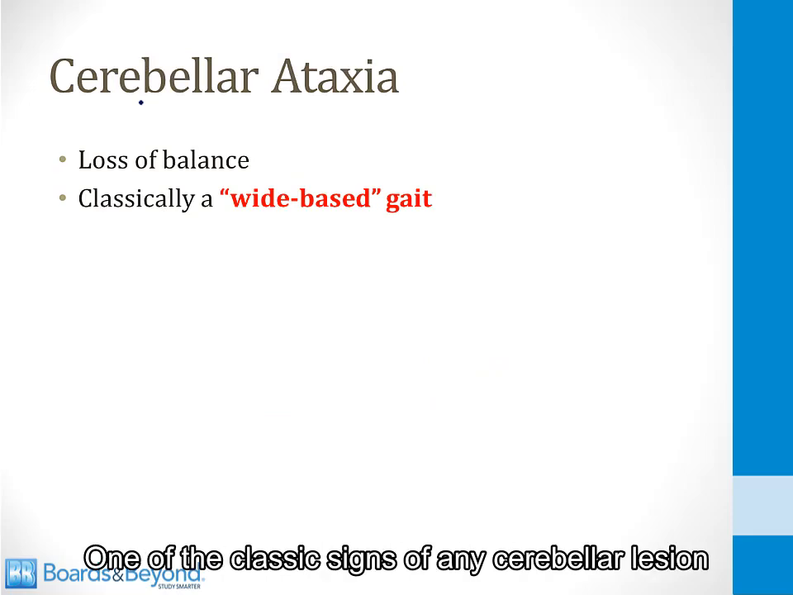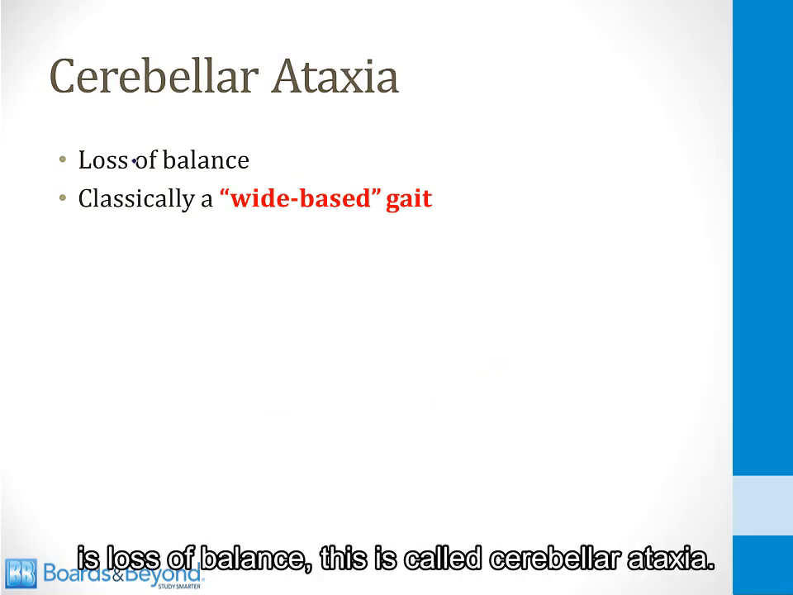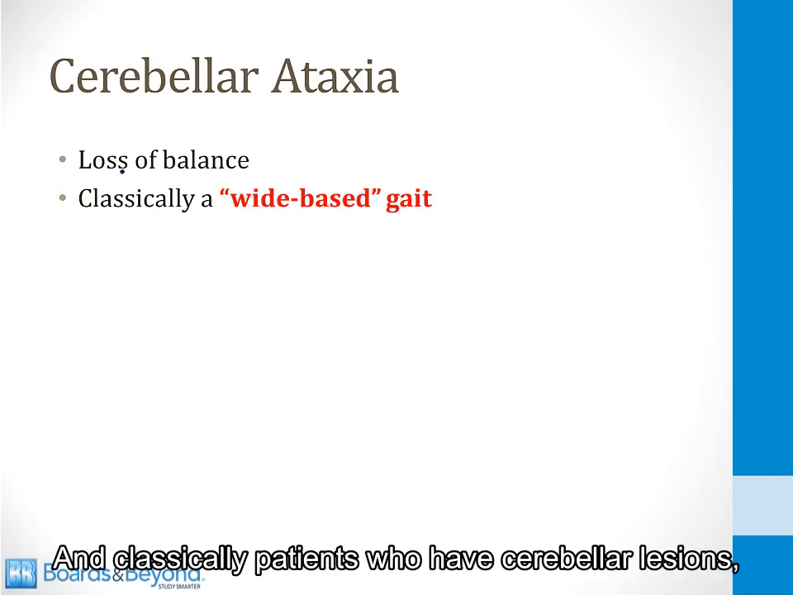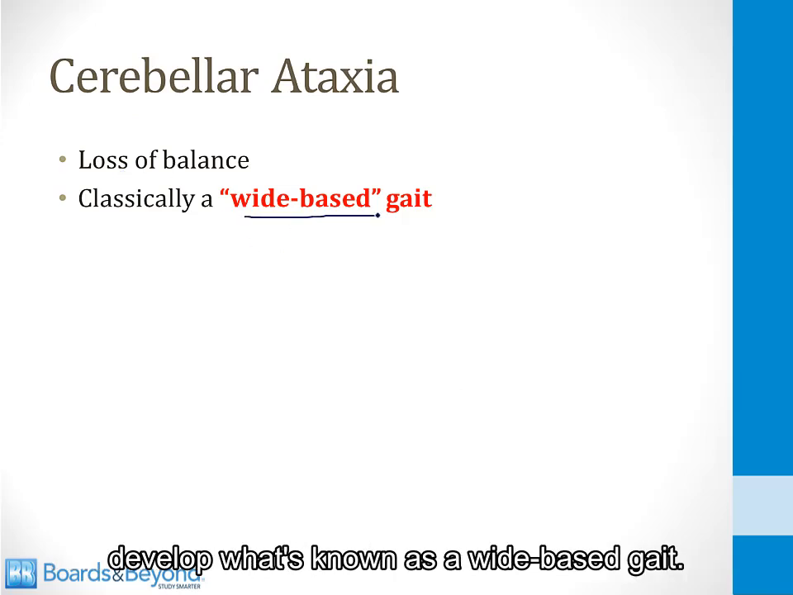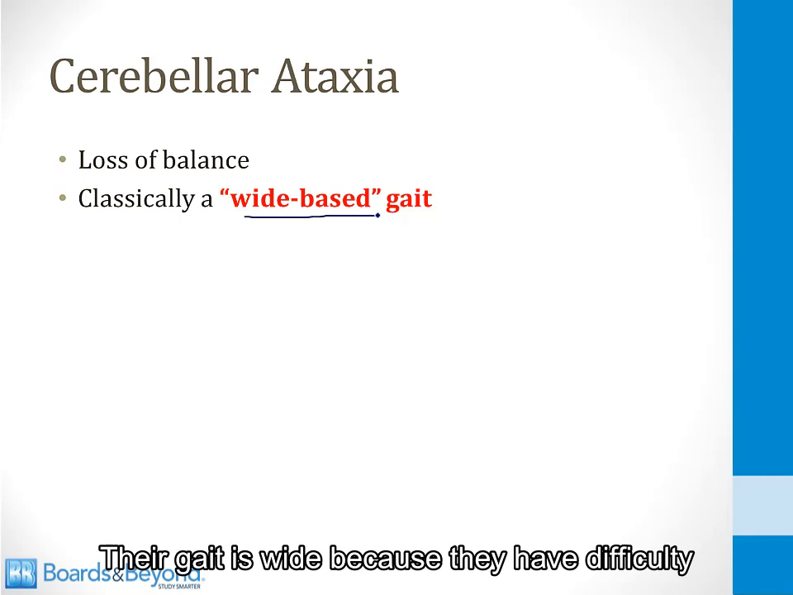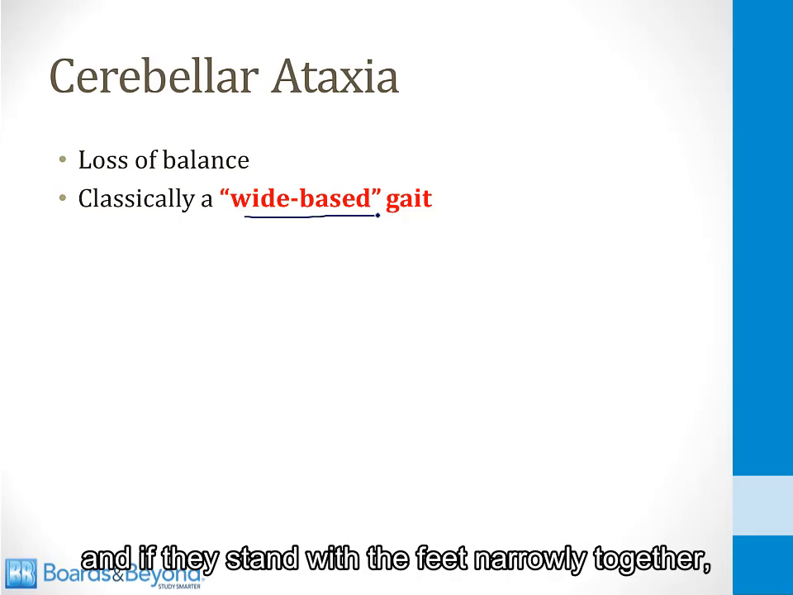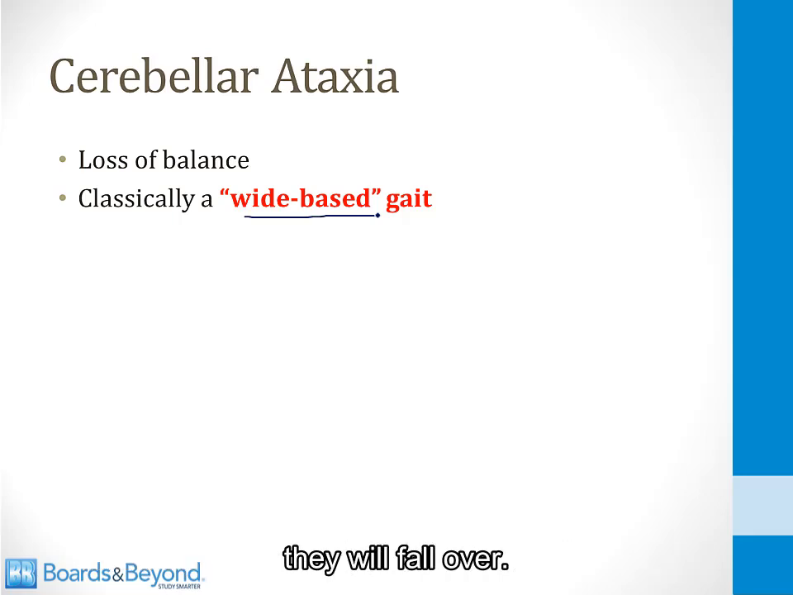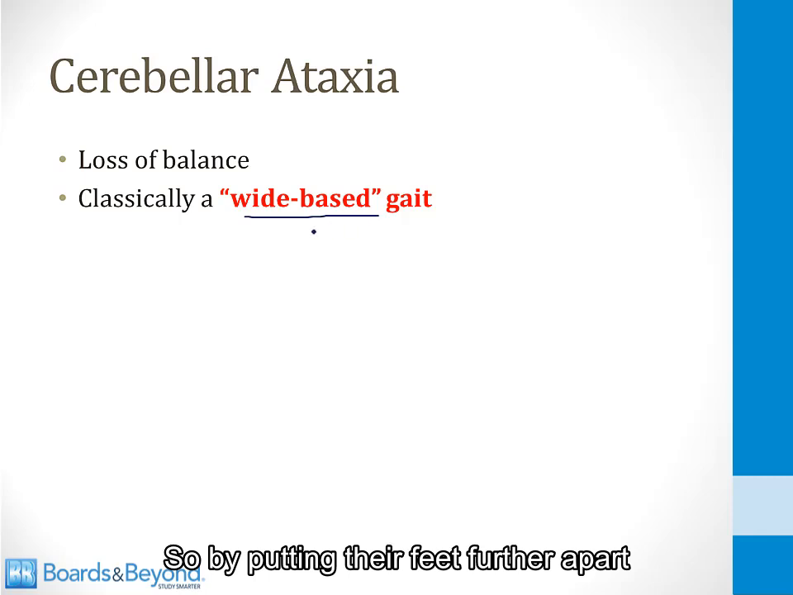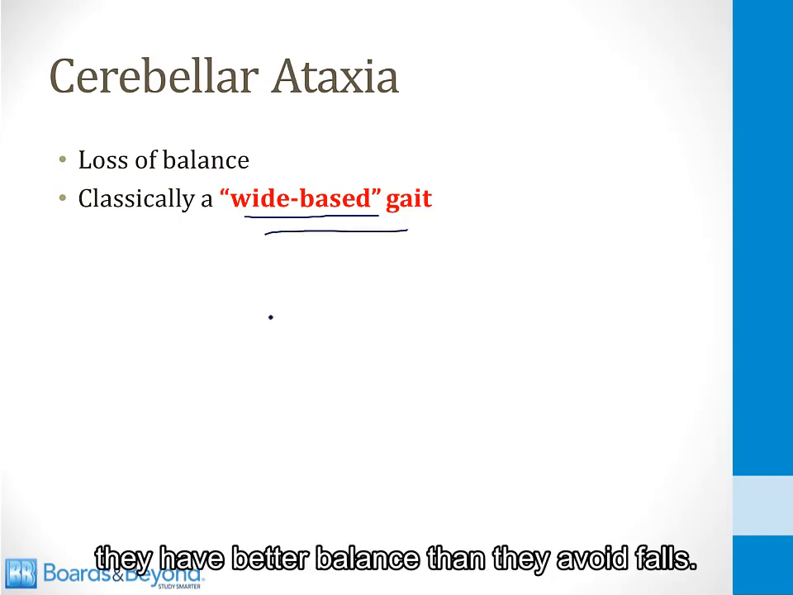One of the classic signs of any cerebellar lesion is loss of balance. This is called cerebellar ataxia. And classically, patients who have cerebellar lesions develop what's known as a wide base gait. Their gait is wide because they have difficulty getting their feet to plant in the right place, and if they stand with the feet narrowly together, they will fall over. So by putting their feet further apart and developing a wide base gait, they have better balance and they avoid falls.